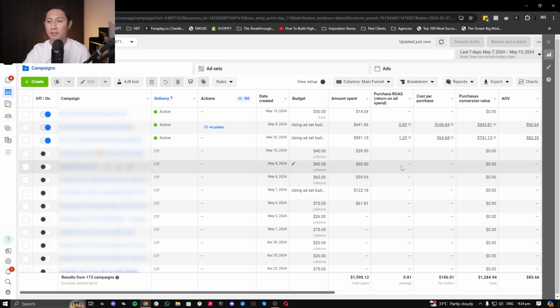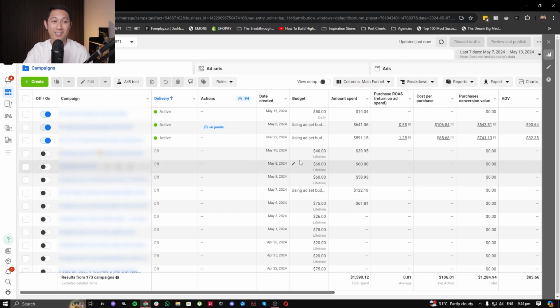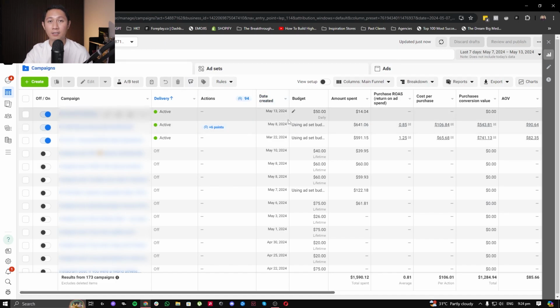So the way I set up my columns is very simple and usually it's very basic. There's not too much complication inside it. For the first column, we have here the campaign name, and then here the delivery, and then this one is being put by Facebook by default. And then I also take a look at the date created just so I know if the campaign that I'm running has been running for a very long time or if it's a very new one.